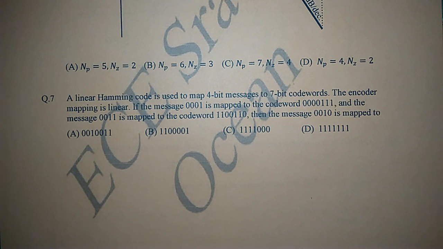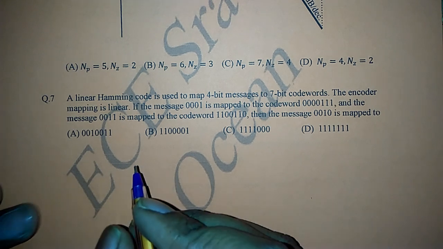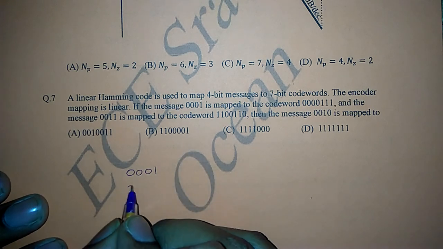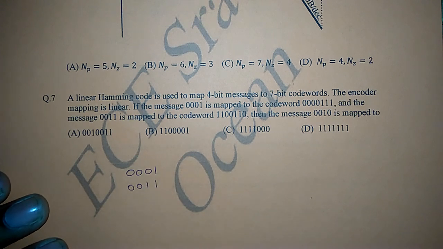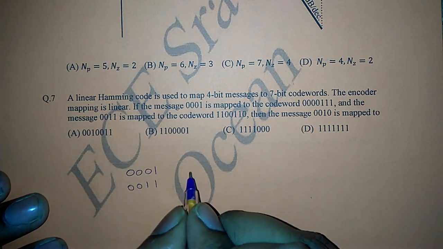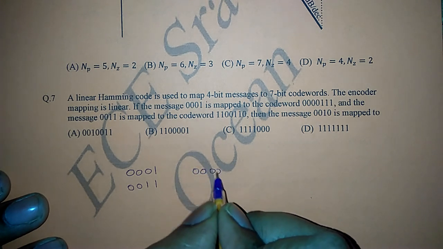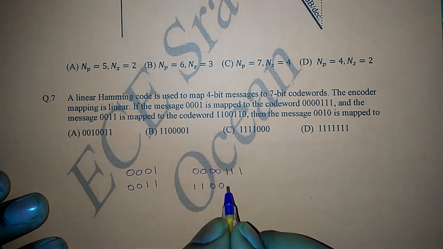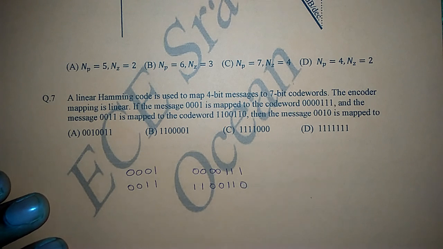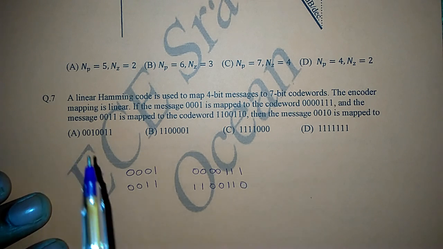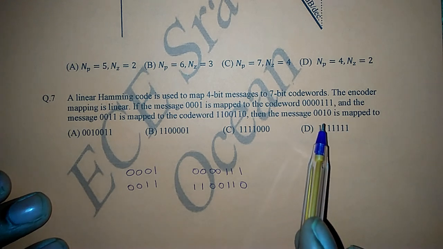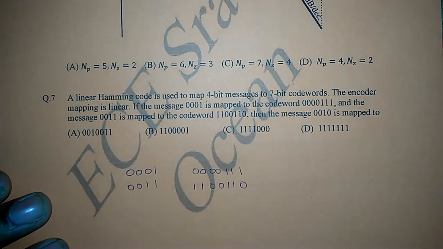This is the 7th question from the GATE 2019 ECE paper. In this question, they have given two message bits. One is 0001 and another one is 0011, and their corresponding code words are 00001 and 1100110. They also gave one more piece of information: they used a linear Hamming code. They have asked for one more message signal, and we have to find its corresponding code word.